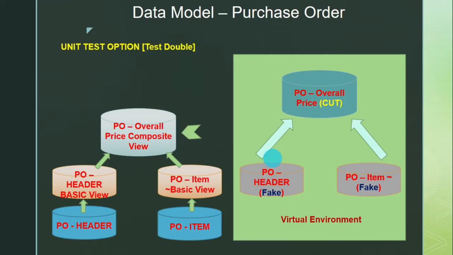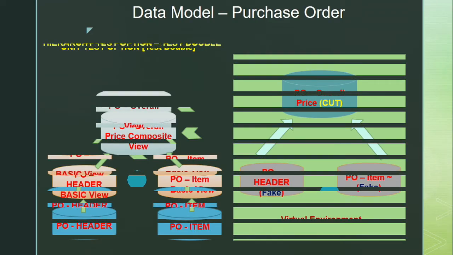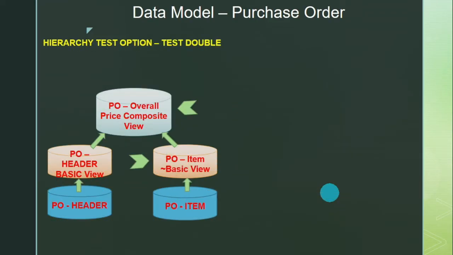Now you will be asking, hey, I have also written some logic in the PO item, which is a multiplication of the item price and the item quantity. How to test that? So this is another technique, and that is called hierarchical test option, which you'll see now. For the hierarchical test option, things are more flexible, and for example, here we can test both the overall price composite view logic as well as the item logic that we have written earlier.